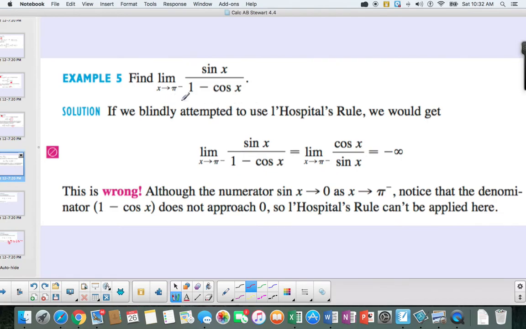Be careful when you're taking a look at quotients, because in this case, L'Hopital's rule does not apply. In the numerator, it will be 0, but in the denominator, as you get close to pi, you're going to get close to -1, and this value will actually be 2. So the answer is 0. And students who blindly go about just using L'Hopital's rule without checking will get this as the answer, and that is not correct.